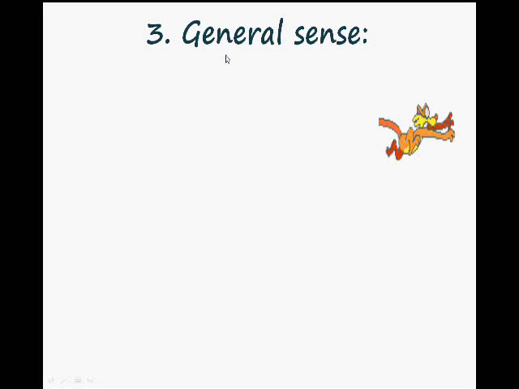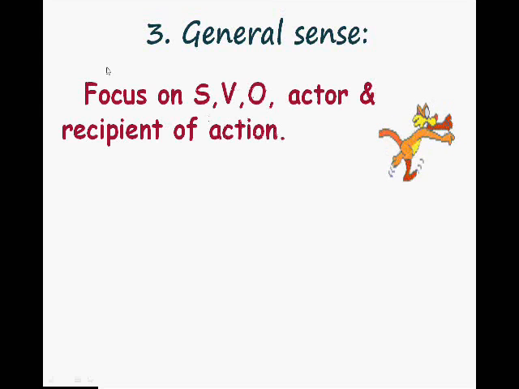Also, another context clue is the general sense. What do we mean by general sense? It's like what do you understand from the whole sentence? If you look at the general sense, you have to focus on subject, verb, object. Also, you have to focus on the actor or the doer of the action and the recipient, the person who receives the action.